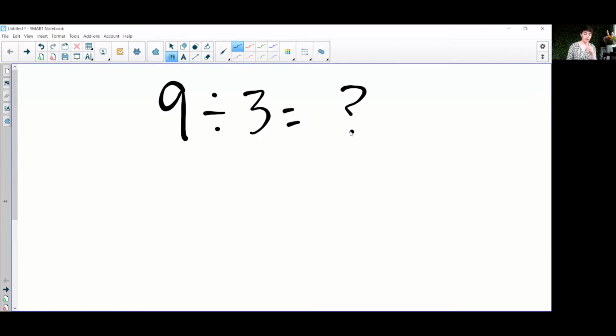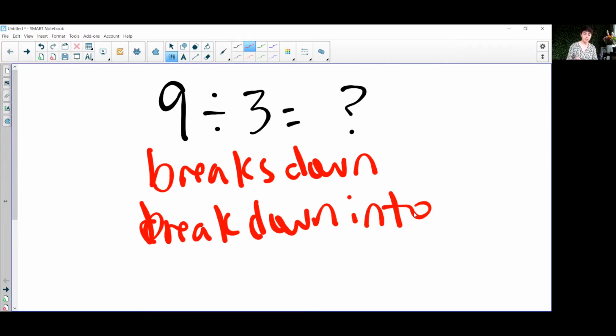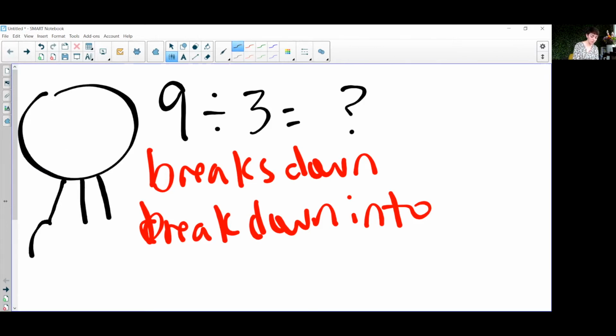And the first thing I want everyone to remember and recognize is that when I do these problems, I like to use vocabulary that explains what I'm doing. So instead of saying 9 divided by 3, I like to use the phrase breaks down or break down into, because that is exactly what's happening. Division is all about taking large things and breaking them down into smaller parts and pieces, right? So that's what I'm going to look at these problems as.